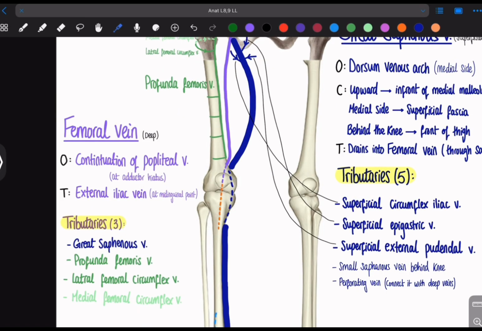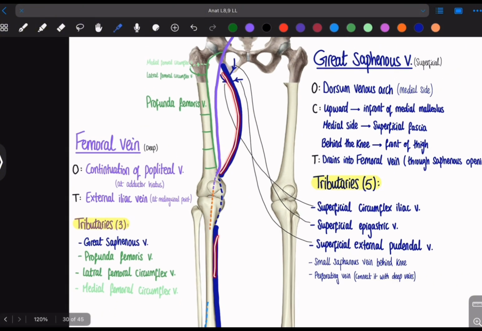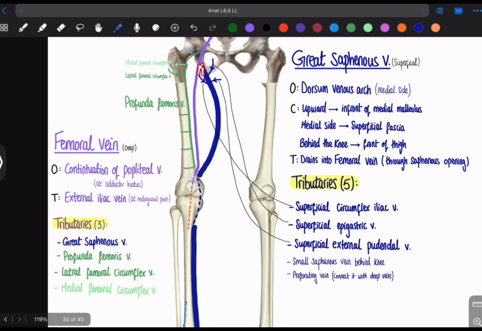Okay. Now what are the branches of the femoral vein, or which veins drain into the femoral vein? We have 4 veins. First of all we mentioned the great saphenous vein, which is the first one. We said it drains into the femoral vein, right? So this is the first one, great saphenous vein. Then we have profunda femoris. Remember profunda femoris in the artery, the same here in the vein. Profunda femoris vein, this is the second one. It's the one in green here. It's gonna drain into the femoral vein.